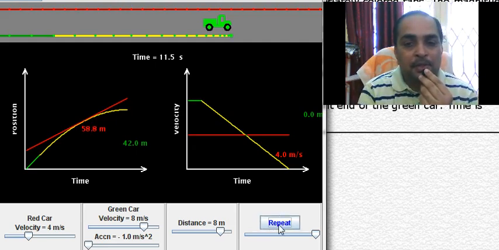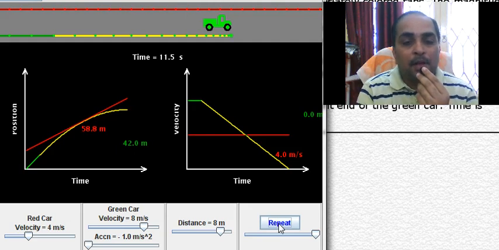Once again, before closing the animation, see all three at a time: both the trucks, the velocity time graph as well as the position time graph. Please see it.